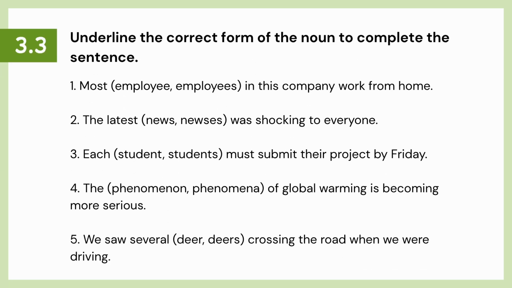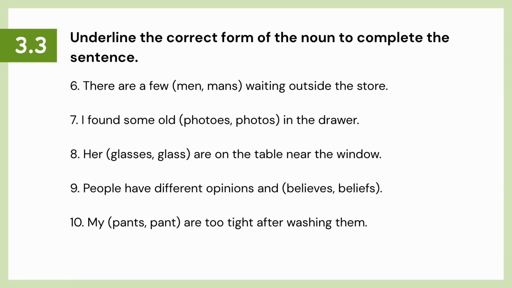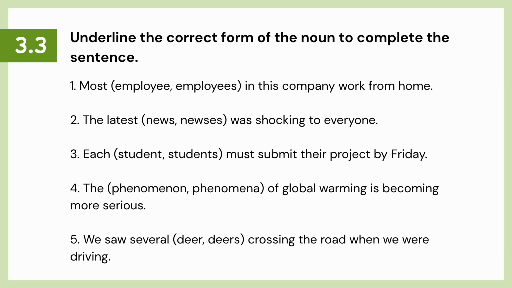Okay, now we're down to the last exercise. The third exercise, we need to underline the correct form of the noun to complete each sentence. Again, you can answer on your own by pausing the video, or let's do it together. Let's read everything out loud and share our answers. Number 1. Most employee or employees in this company work from home. The correct answer is employees. Most employees in this company work from home.